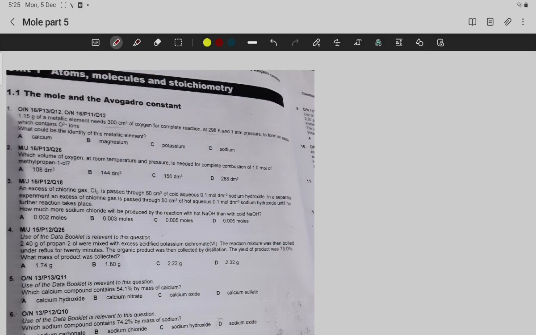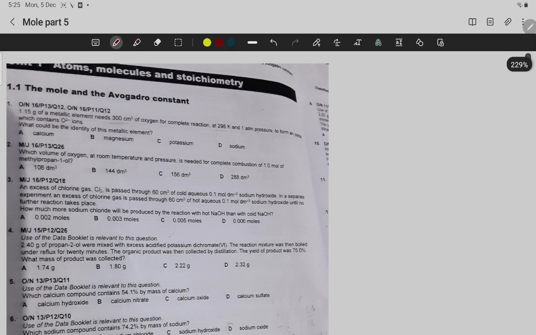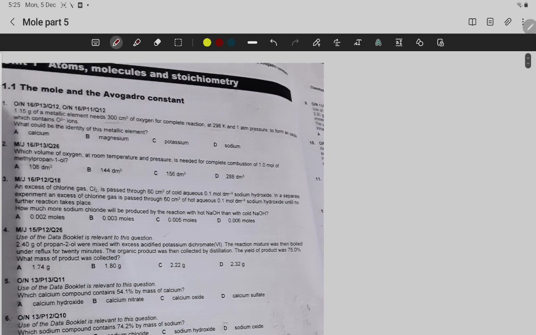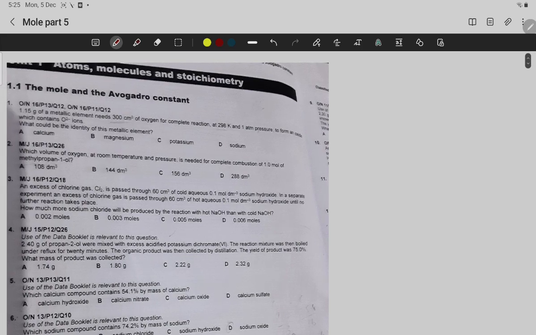Today I will discuss the mole questions. So question number 1. 1.15 gram of metallic element needs 300 centimeter cube of oxygen for complete reaction at 298 Kelvin and 1 atmospheric pressure to form oxide which contain O2- ions. What could be the identity of the metallic element?